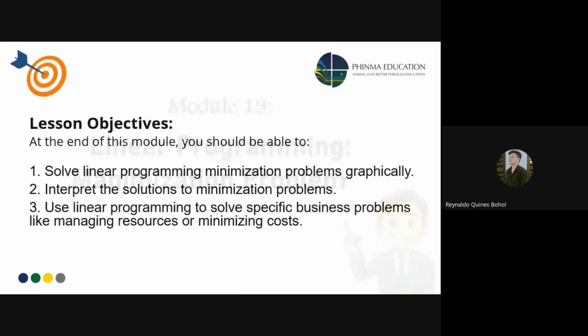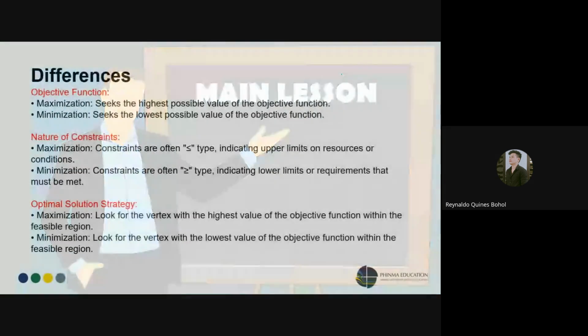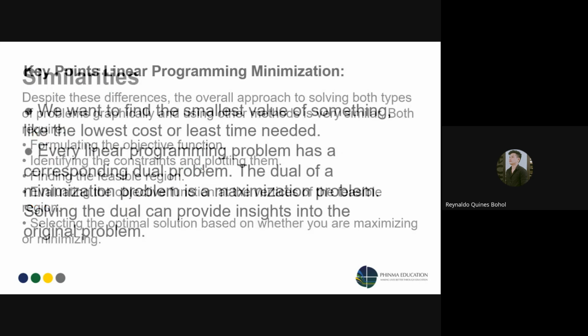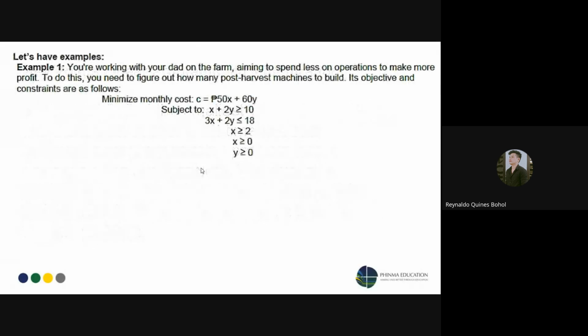Minimization. Okay, ito yun, no? Nature of constraints, kapag maximization, lagi siyang gumagamit ng less than or equal. Yun yung isipin natin kapag maximization. Kapag minimize naman ang ginagamit niya is greater than or equal. Okay? So, direct na tayo dito. O, ganito na agad yung minimize. Binibigay niya na yung mga data. Mas madali na kapag ganyan.